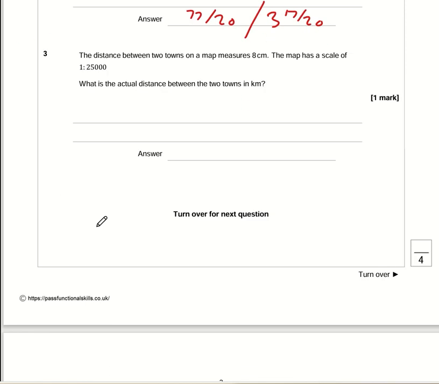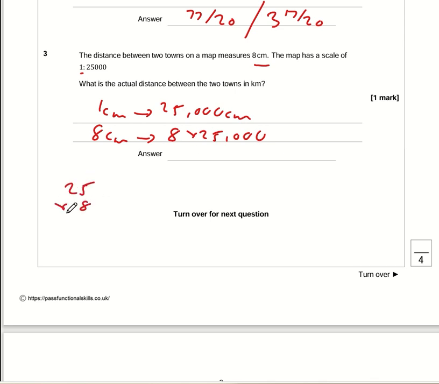Let's have a look at question number 3. The distance between two towns on a map is 8 centimetres and the scale is 1 to 25,000. What that means is 1 centimetre on the map represents 25,000 centimetres in real life. So 8 centimetres is going to be, in real life, 8 times 25,000. What is 8 times 25,000? Let's first work out 8 times 25. 25 times 8: 5 8s are 40, 0 carry 4, 2 8s are 16, plus 4 is 200.